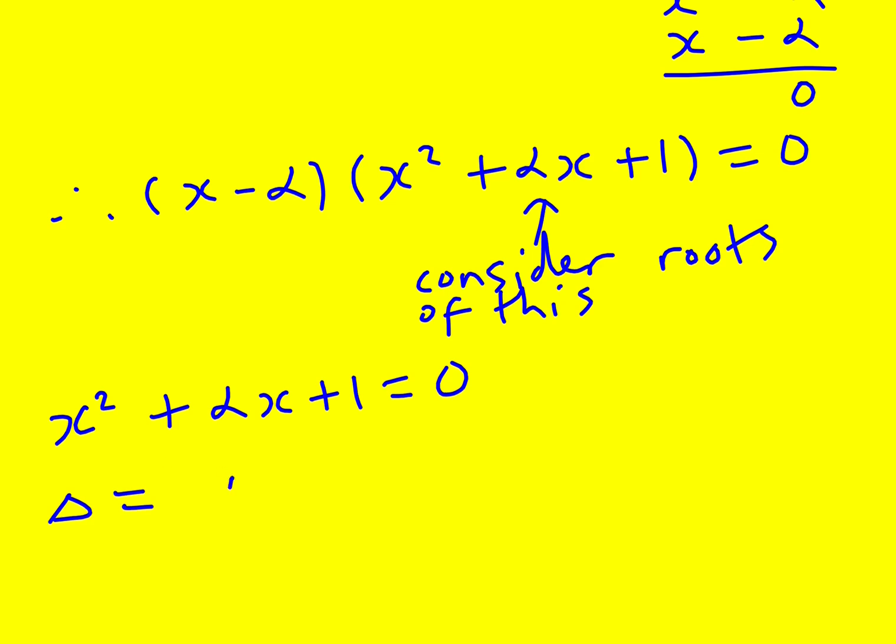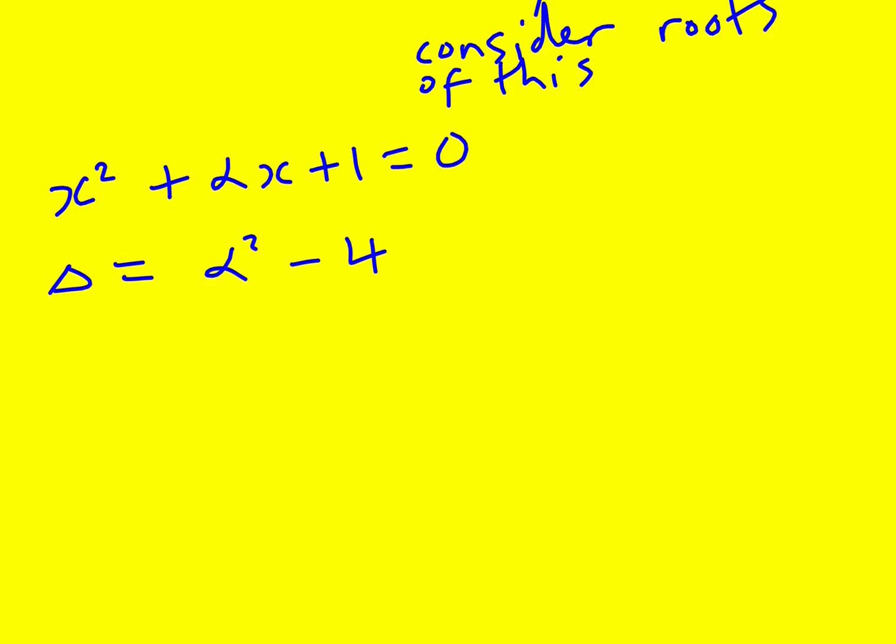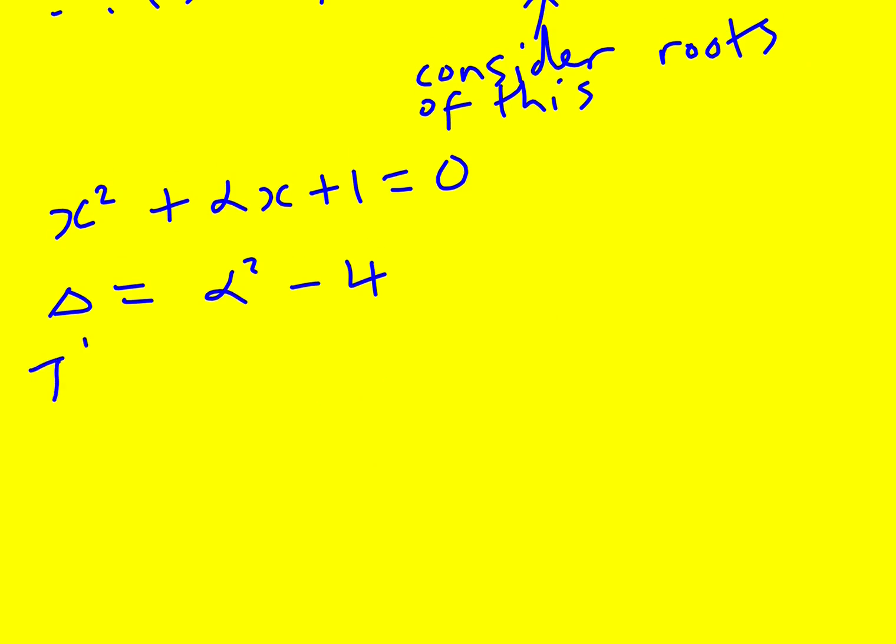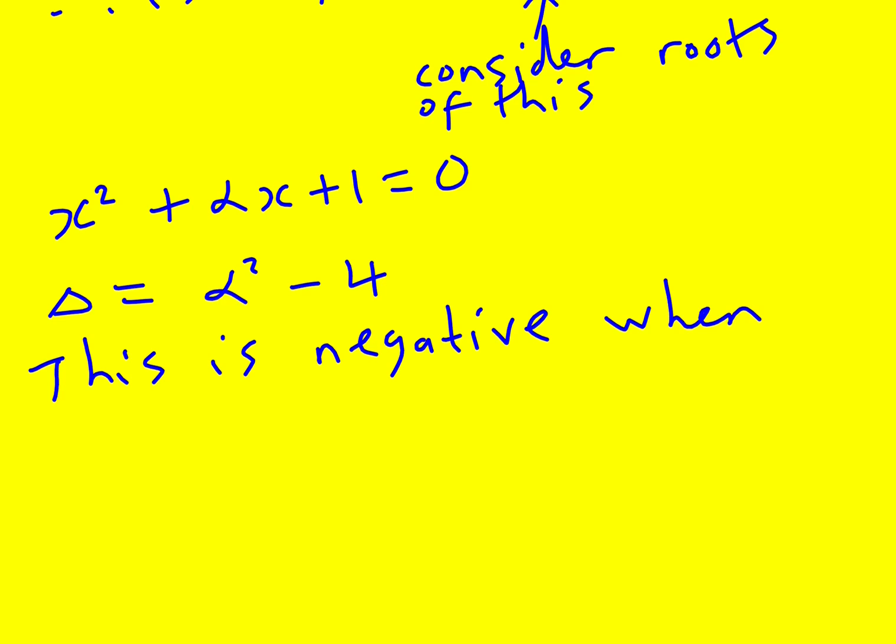The discriminant is then going to be b squared minus 4ac. So this is negative, and alpha squared minus 4 is less than 0.